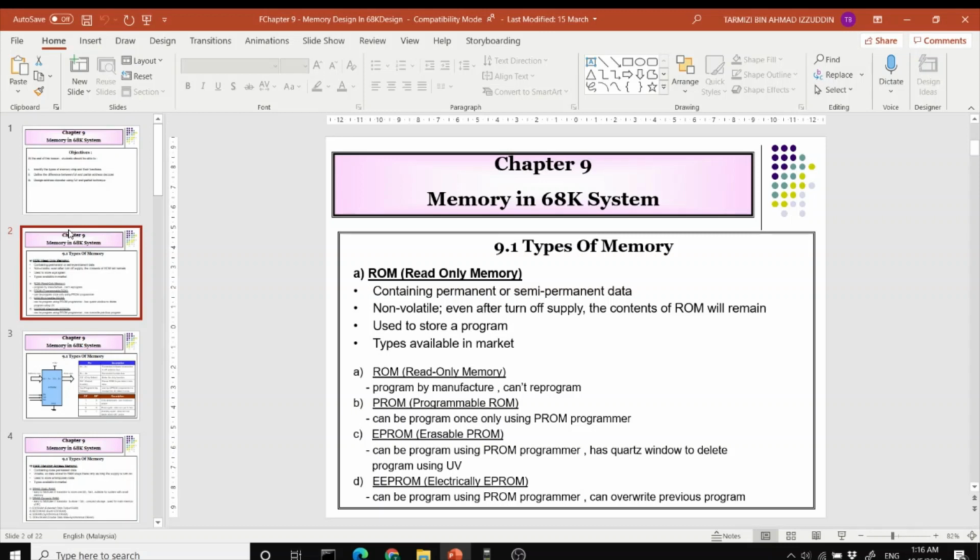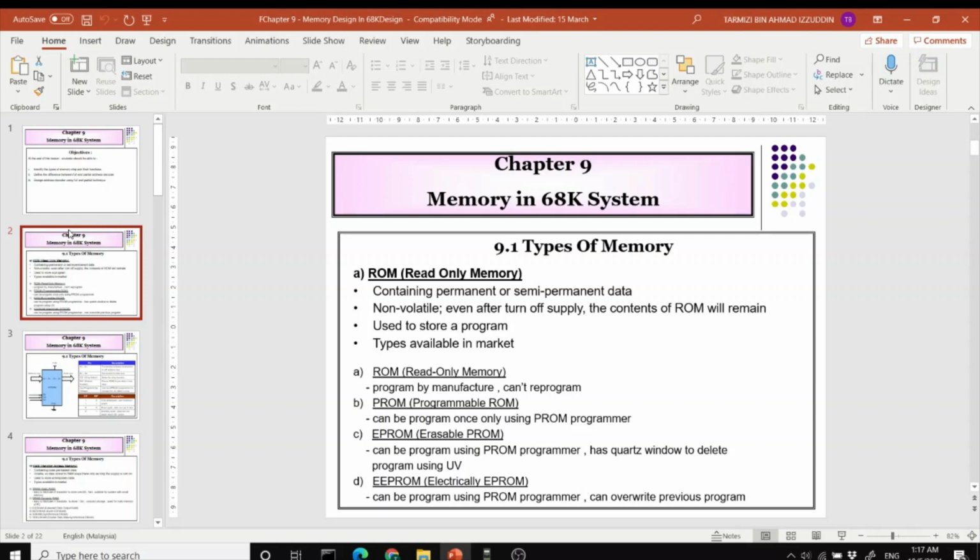So we have what we call as a read-only memory. This is programmed by the manufacturer of the read-only memory chip. This can't be reprogrammed. And then we have what we call as a programmable ROM. It can only be programmed once using a PROM programmer. Okay. And then we have what we call as an EPROM.